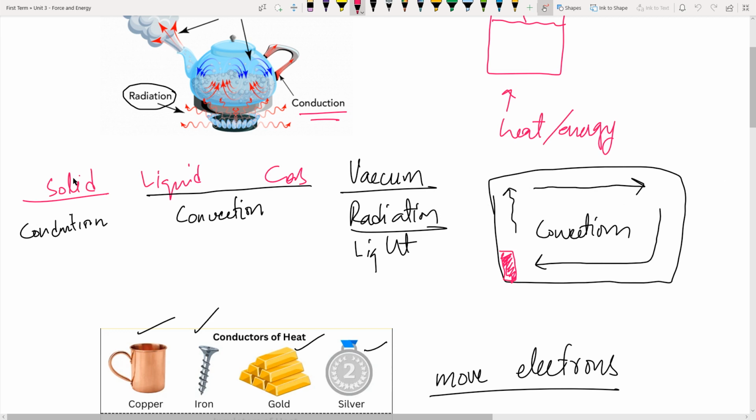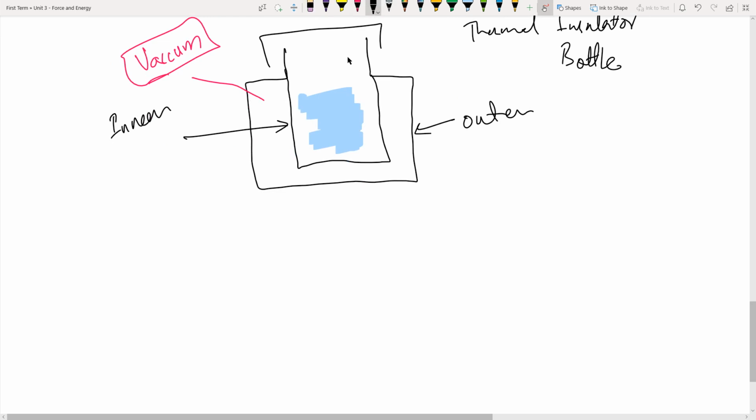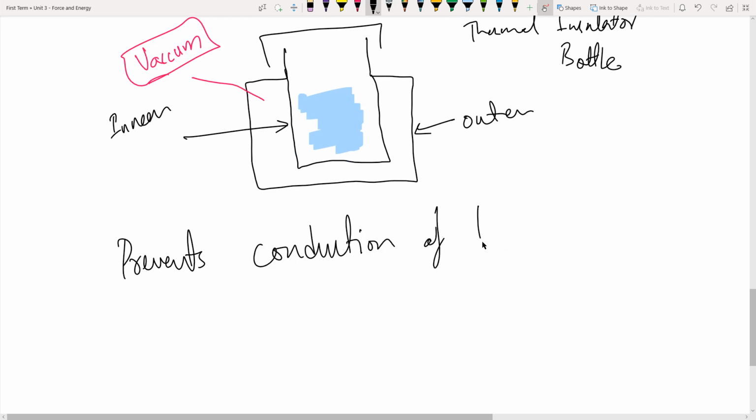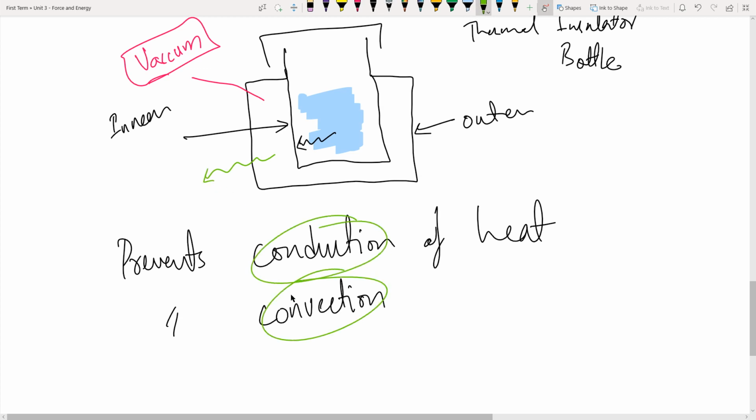Since there is vacuum, there is no more solid and no more liquid left. So what it does is it prevents conduction of heat, as well as prevents convection. If there was any gas in here, that would radiate energy here, but that energy will not be able to come out from here because there is no convection or conduction. So hence not possible.